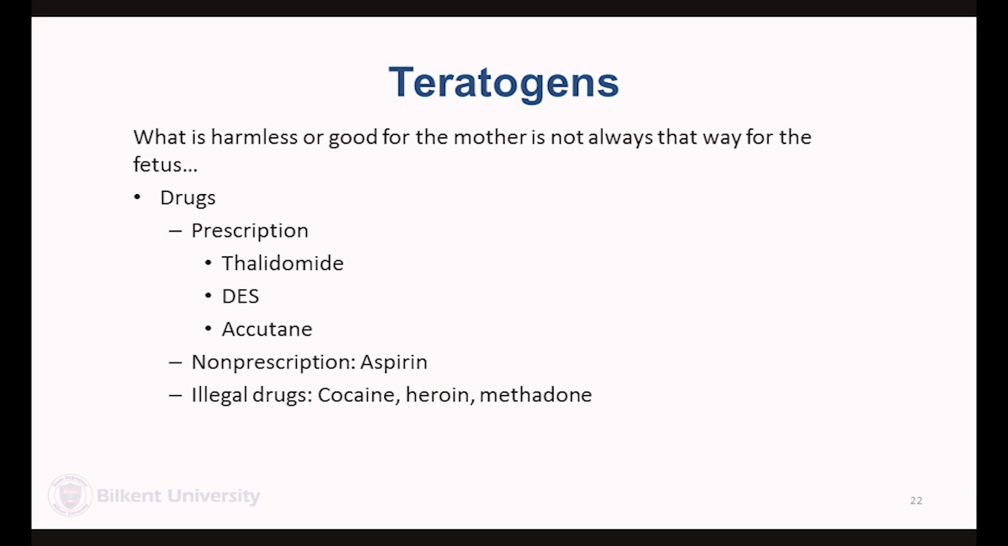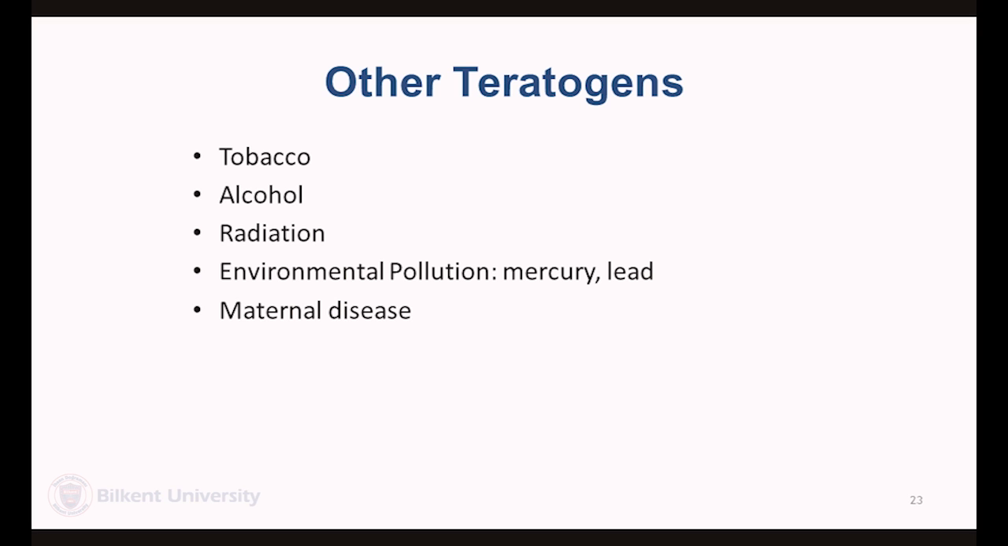There have been many studies done on aspirin taken during pregnancy, and it actually seems to affect the development of the baby adversely. And so it should be taken with care and under doctor supervision if necessary. But also illegal drugs like cocaine, heroin, and methadone. Other teratogens, again legal, could be tobacco or alcohol. We're going to talk a little bit more about alcohol, radiation, environmental pollution, and other types of diseases that the mother might experience, such as rubella.